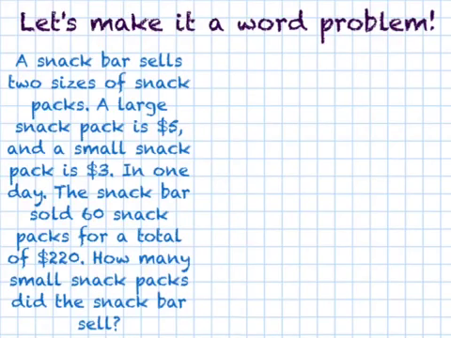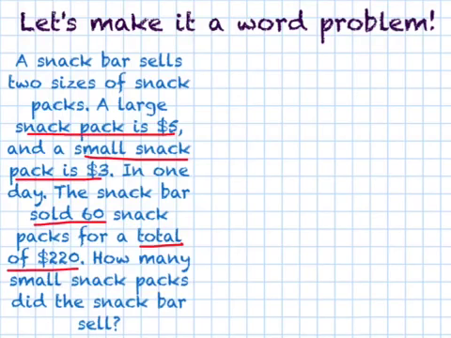Let's make it a word problem. A snack bar sells 2 sizes of snack packs. A large snack pack is $5. A small snack pack is $3. In one day, the snack bar sells 60 snack packs. How many snack packs did the snack bar sell? So I'm going to go through and look through the important information. A large snack pack is $5. A small snack pack is $3. They sold 60, and they made a total of $220. That's all my important information.